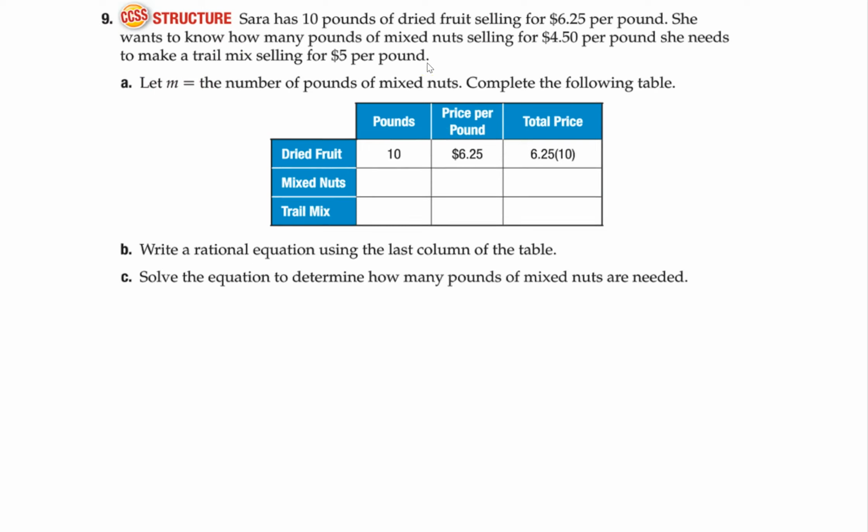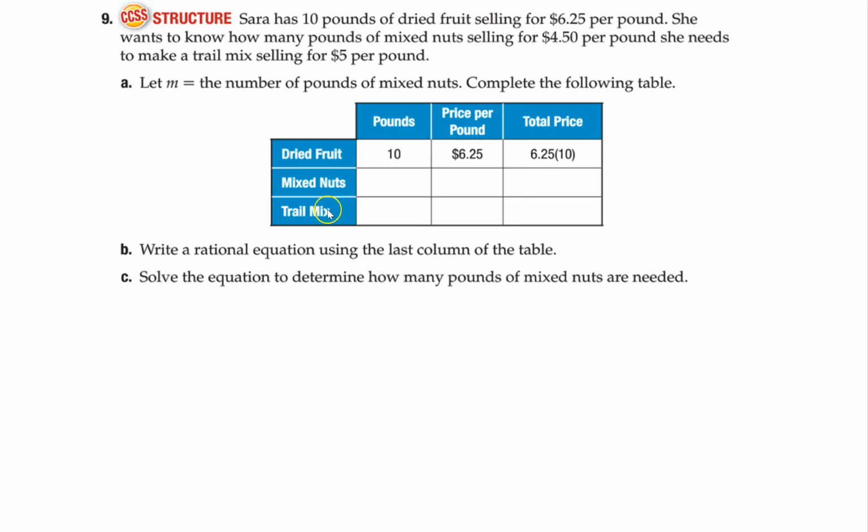In this one, Sarah has 10 pounds of dried fruit selling for $6.25 a pound, and she has some mixed nuts she's selling for $4.50 a pound, and she wants to make a trail mix selling for $5 per pound. So that means she's a hipster, and she probably wants to sell this at Trader Joe's or something. But let's help her out.